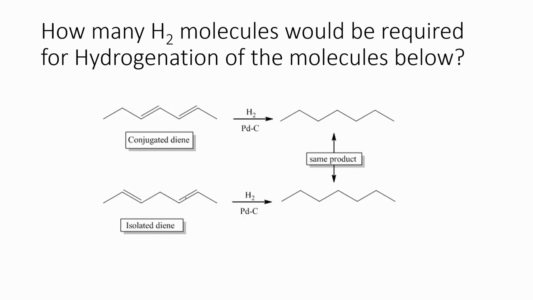Okay, so if we have something like this, both of these molecules have two double bonds. If we're looking at the first reaction, how many molecules of hydrogen are we going to need to change that to an alkane? 2, yep. For each of these double bonds, we're going to need one hydrogen molecule, so we need 2 hydrogen molecules to saturate those double bonds.